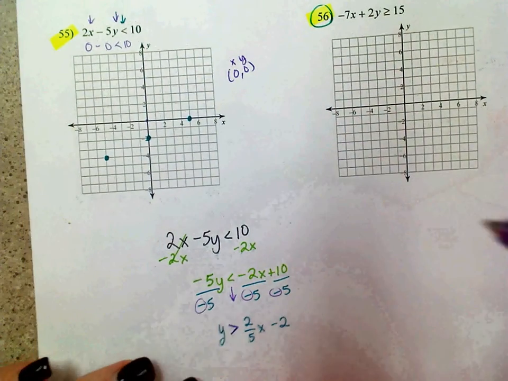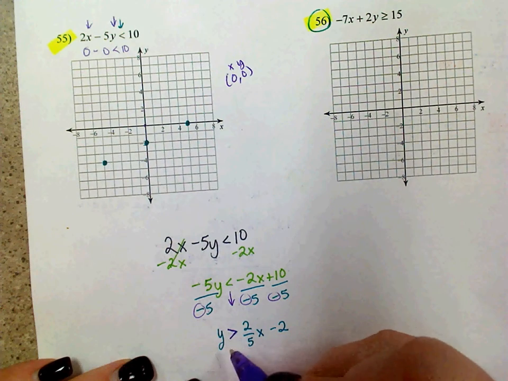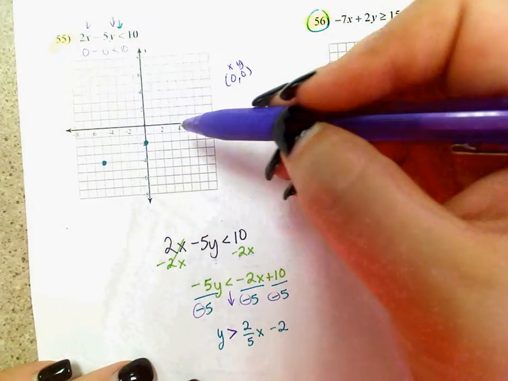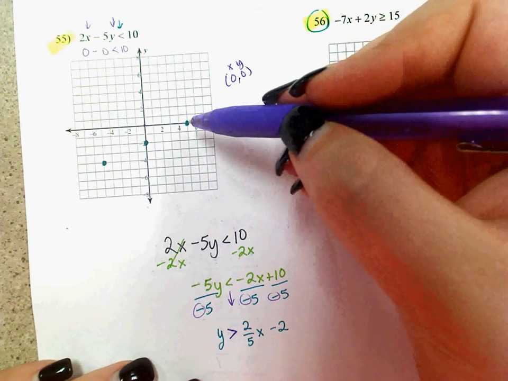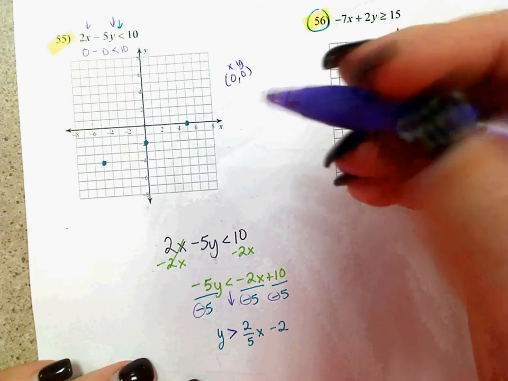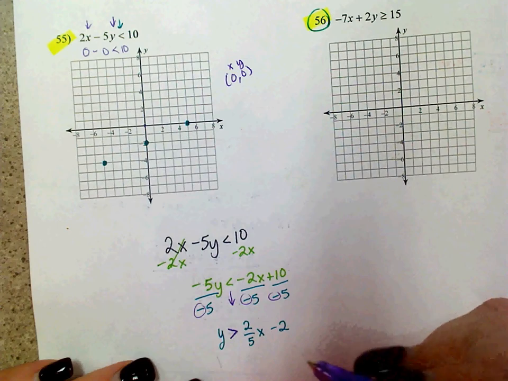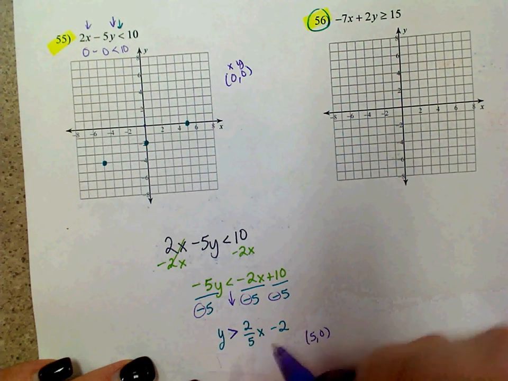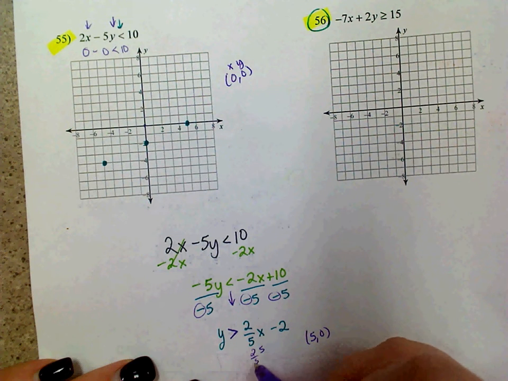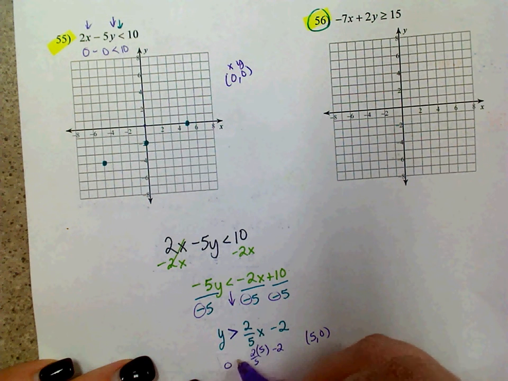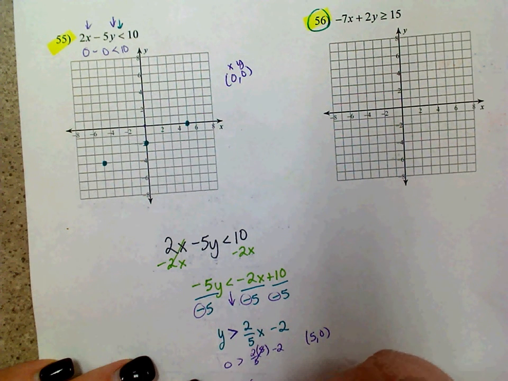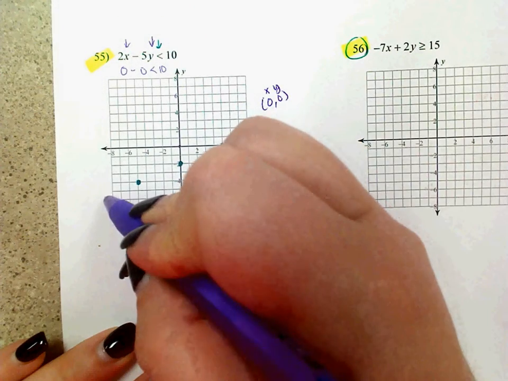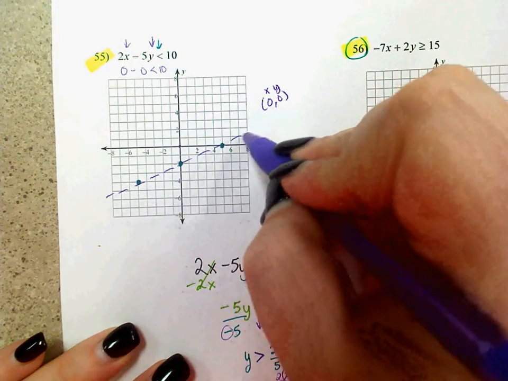Now, another thing. It says greater than. It doesn't say greater than or equal to. So if I plugged in a point on the line, like the point 5, 0, so 2/5 times 5 minus 2 gives 0. It says 0 is greater than 0. That is not true. So we're not including the line, which means when I connect them, I should connect them with a dotted line.